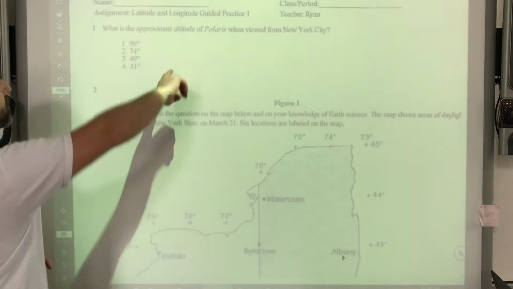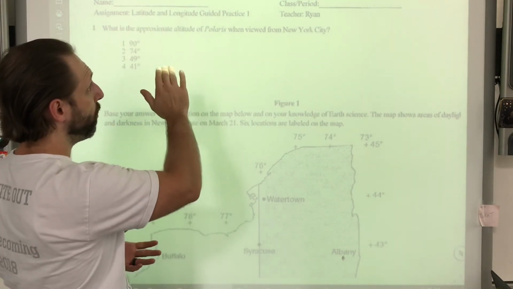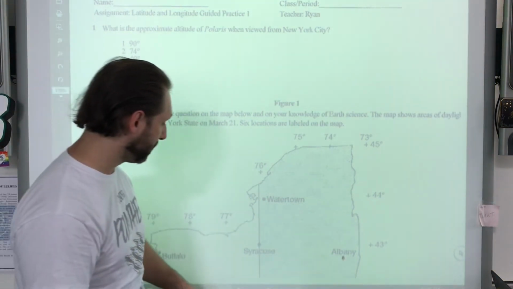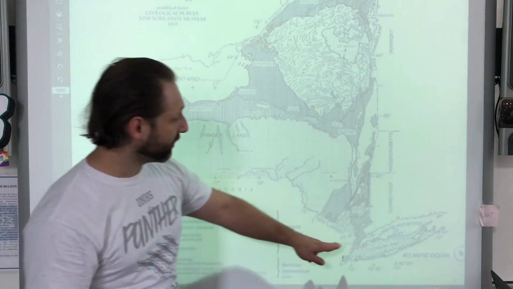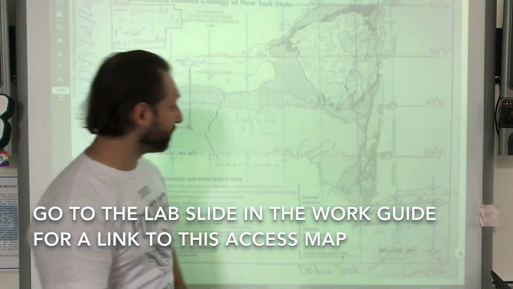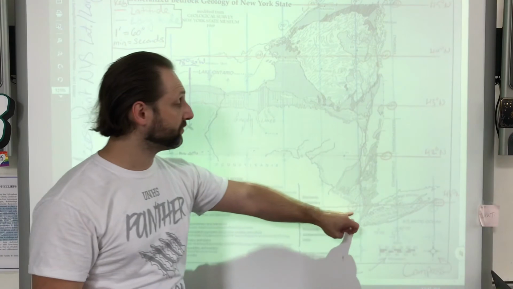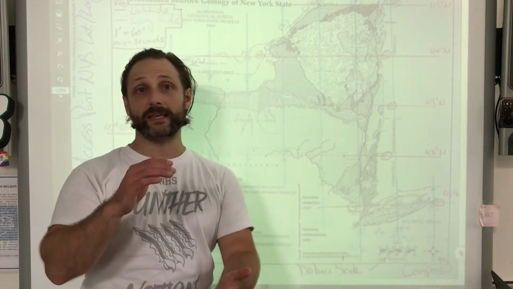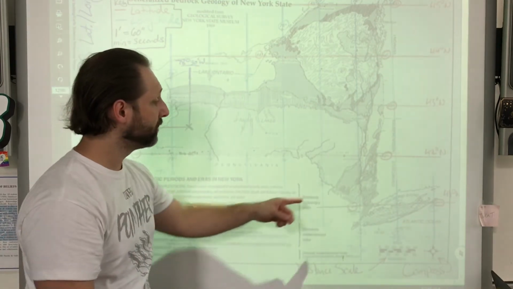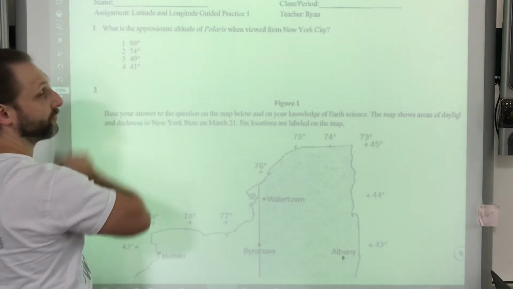Okay, we're back. So let's go over it together. What is the approximate altitude of Polaris when viewed from New York City? Well, that's the one we've been doing an example of, but let's review it rather quickly. So the reference tables, here is New York City. If you're using the access point version, I have a red line for 41 degrees north that is very close to New York City. And the angle that Polaris makes with the horizon is equal to your latitude. So there it is, it's 41 degrees above the horizon. So you better choose choice 4.